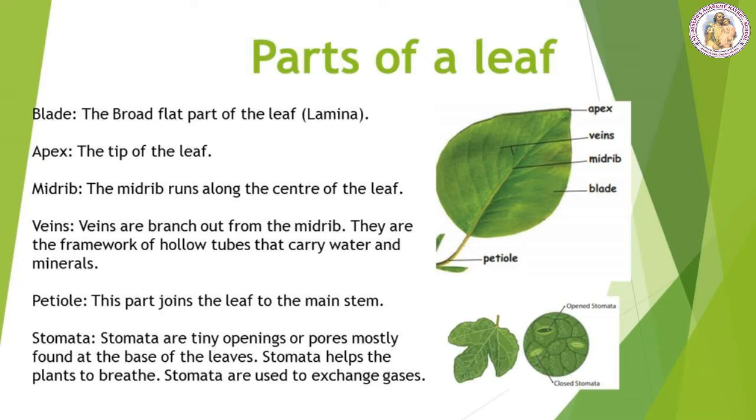Next one is stomata. Stomata are tiny openings or pores mostly found at the base of the leaves. Air enters and leaves the plant through these openings. Stomata help the plants to breathe. Stomata are used to exchange gases.